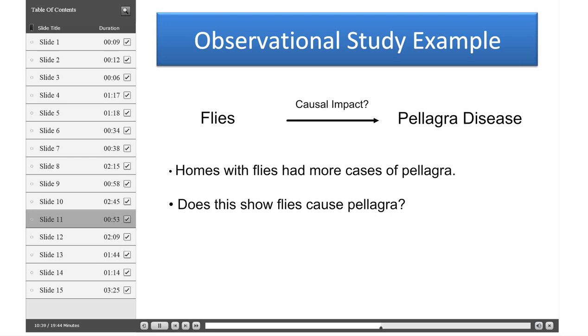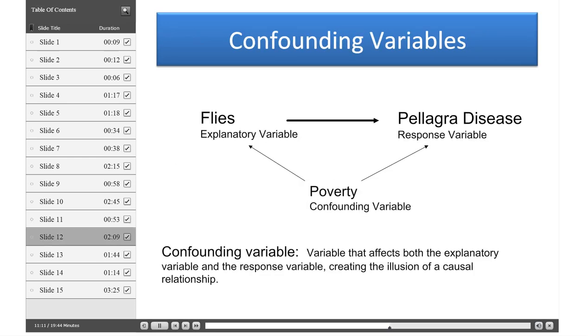Now, one cause that people thought might influence pellagra was the presence of certain flies. They were blood-sucking flies, and people were worried that these flies were actually spreading pellagra among different people. And people noticed, for example, that homes that had a lot of these flies had more cases of pellagra, and homes with fewer of these flies had fewer cases of pellagra. So does this information actually show that these flies are causing the disease pellagra? Well, the answer is no.